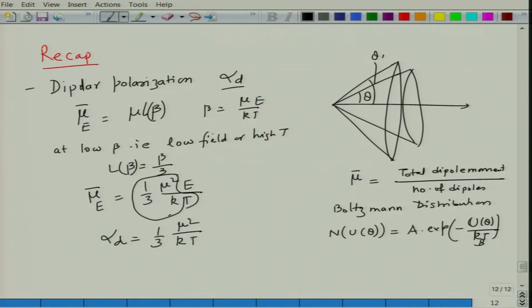What it means is that dipolar polarizability decreases as you increase the temperature. This is the analysis that we did, and this is dependent on temperature, unlike the other two polarizabilities, electronic and ionic polarizabilities.